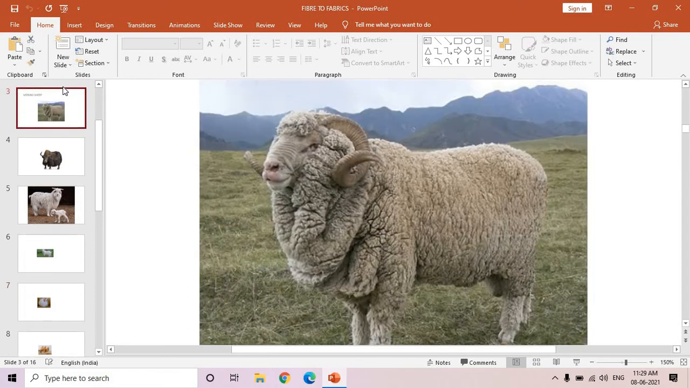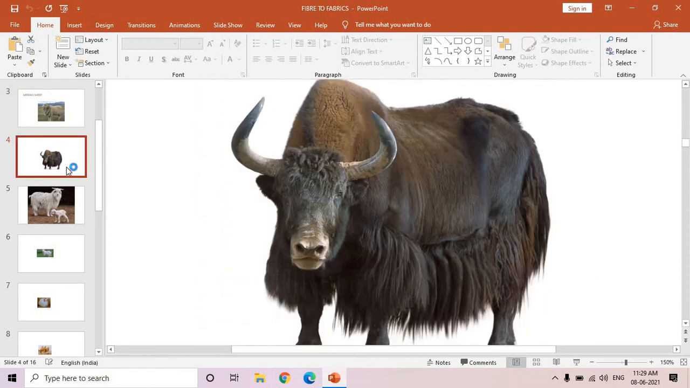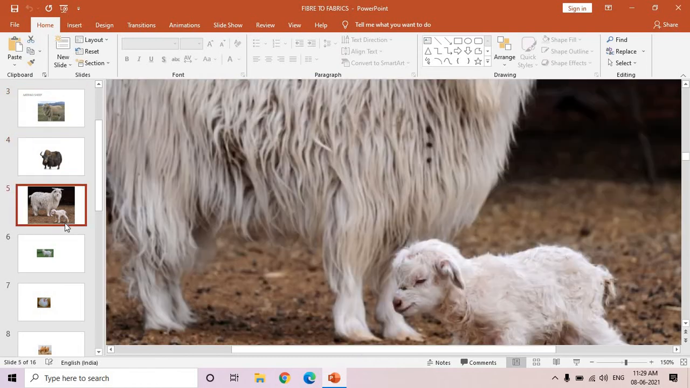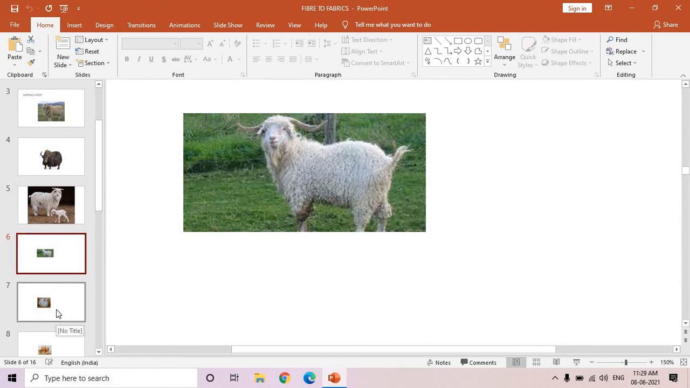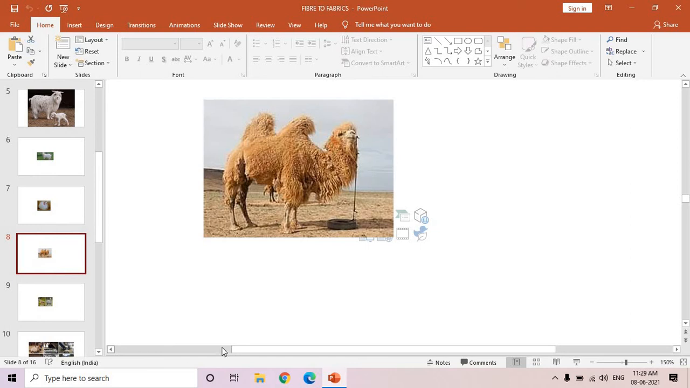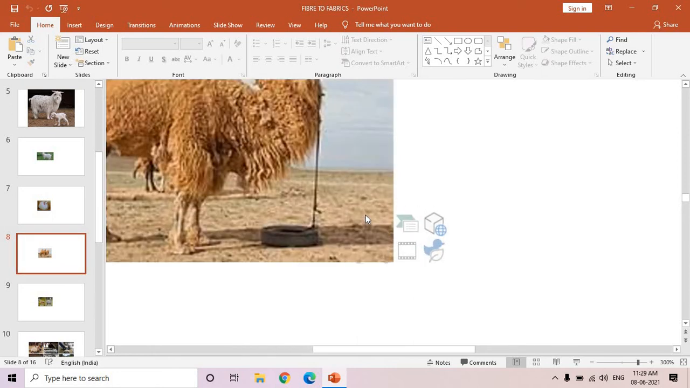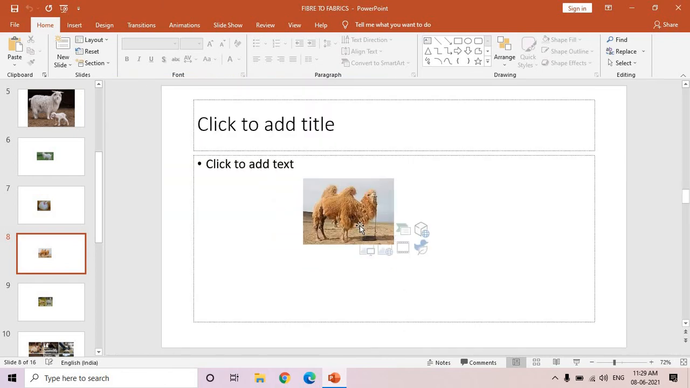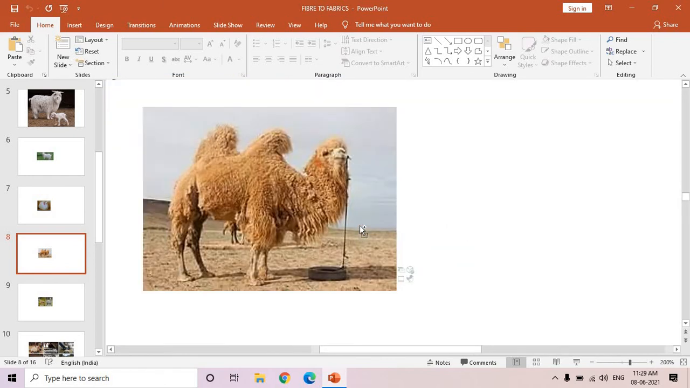First one you had seen merino sheep, second one yak, and the next Kashmiri goat, Angora goat, and Angora rabbit, and the next animal is camel. Even camels also give us wool. Are you finding any difference between the picture I am showing, this camel, and the camels in our India? Are you finding any difference?